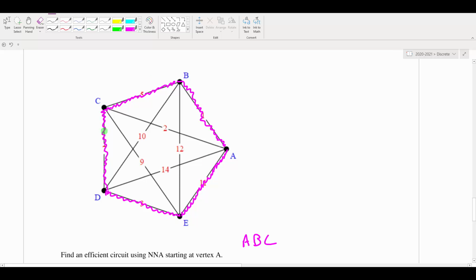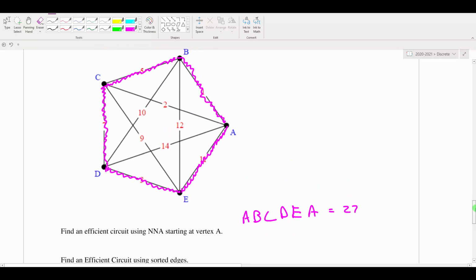All right, so we have A, B, C, D, E, and then back to A. And then we would add up those outer edges. We got 1 plus 5 plus 7 plus 3 plus 11, and we get 27. Okay, so let's see if we can beat that with sorted edges. Let's see what we can do.